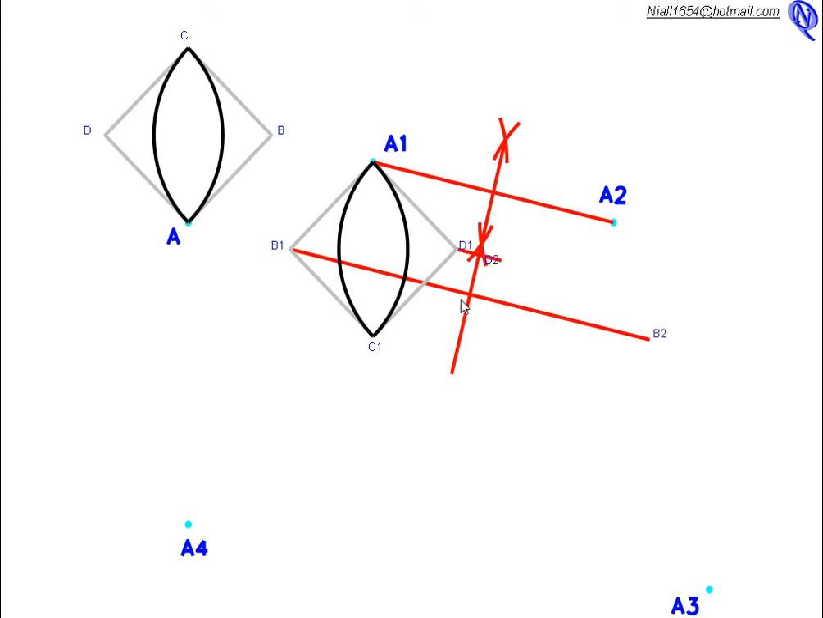This angle here is 90 degrees, and we carry it on the same distance as it was before the line. So this distance here is the same as this distance here. This distance here is the same as this distance here. You draw in your figure, and that is our axial symmetry complete.